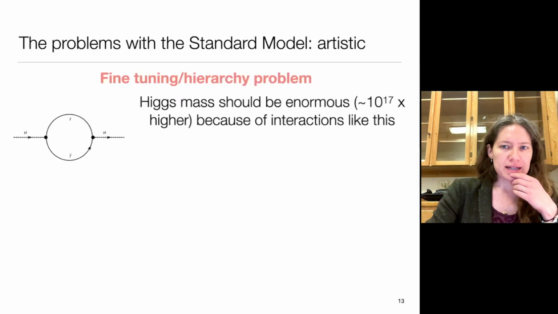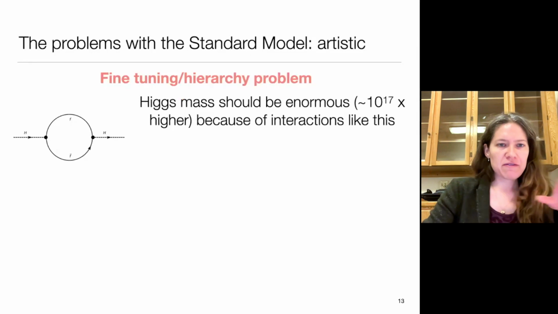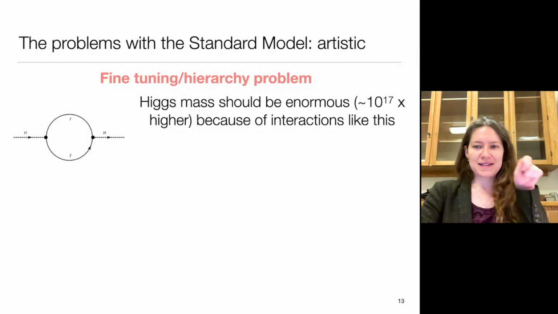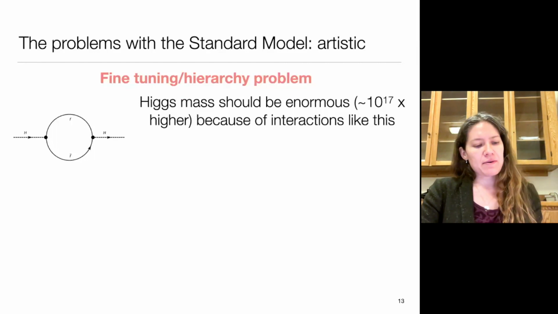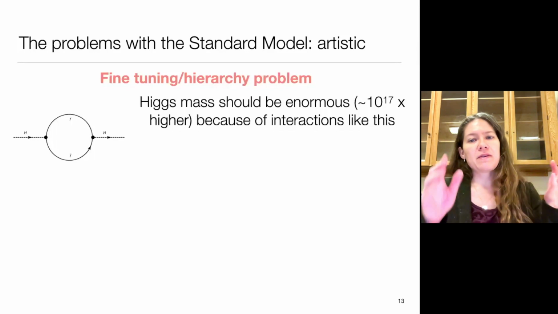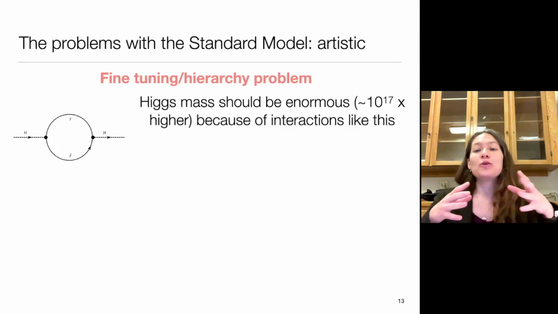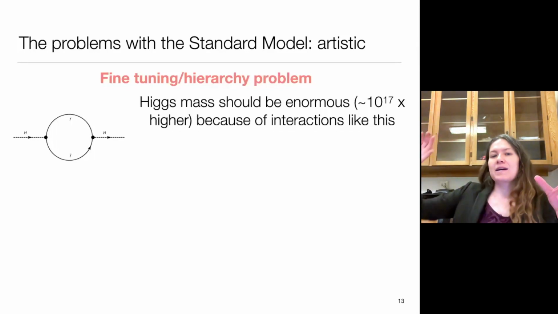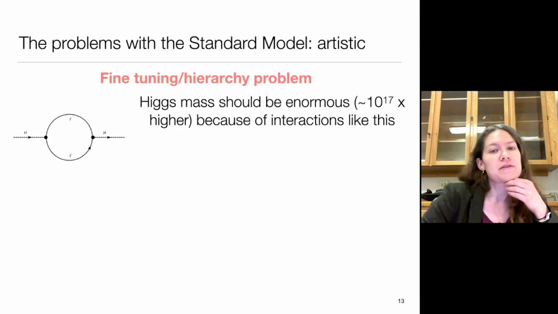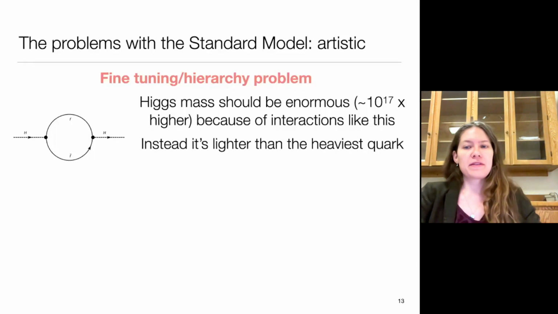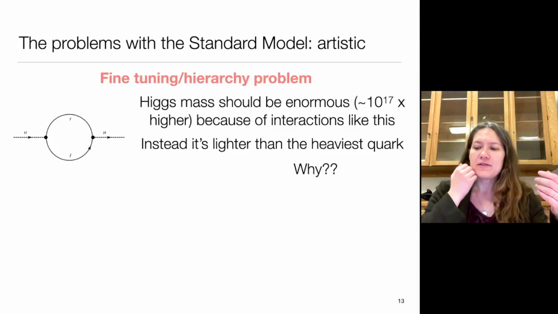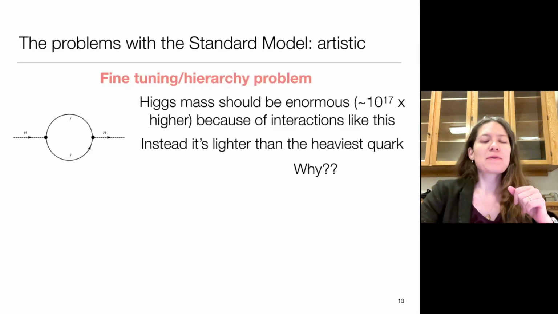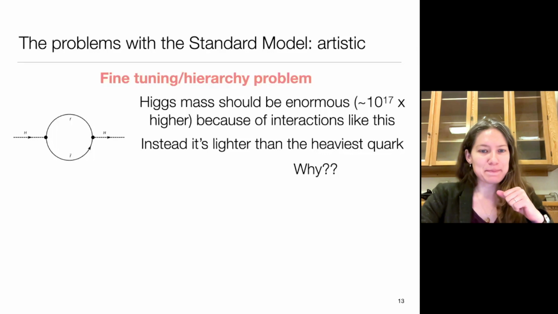To give you an idea of this, the Higgs boson interacts with other particles via these little loop processes. They look like a circle if you draw the interaction happening. And based on our standard model, based on our understanding, the mass of the Higgs boson should be huge, like 10 to the 17 times higher than it is because of these interactions. Instead, it's lighter than the heaviest quark. So why? There are ways you could make this happen mathematically, but they get really awkward and it starts to feel like you're just kind of making things up.